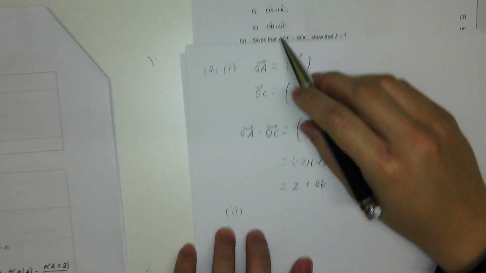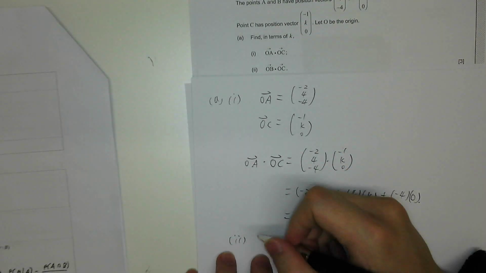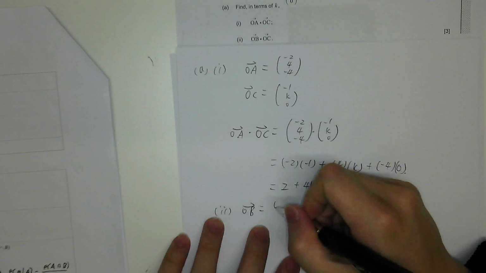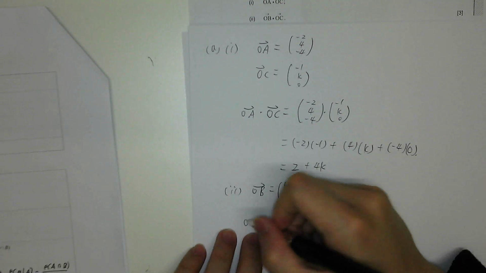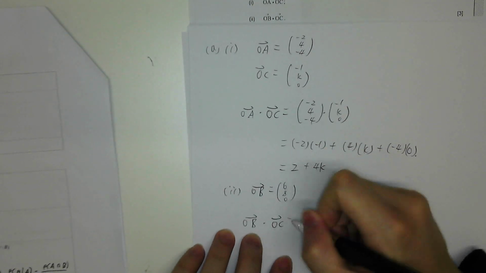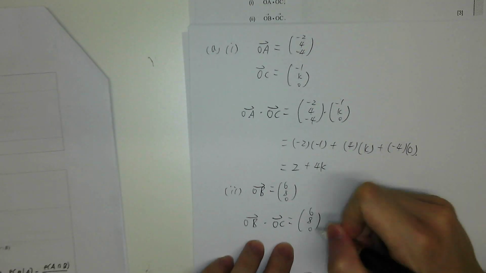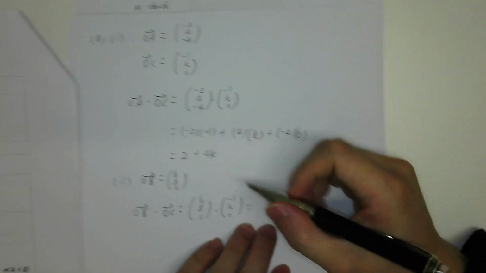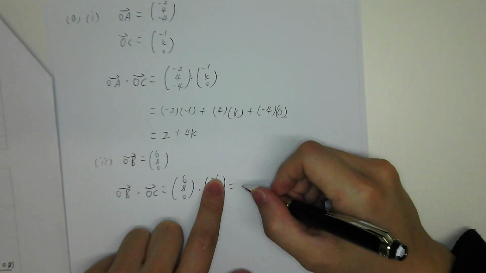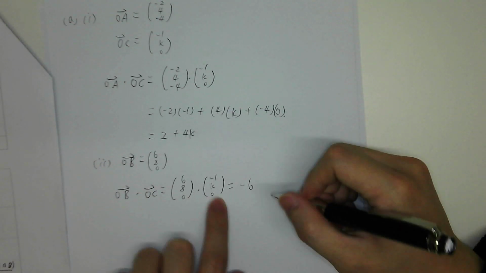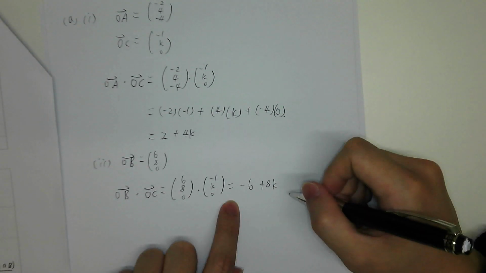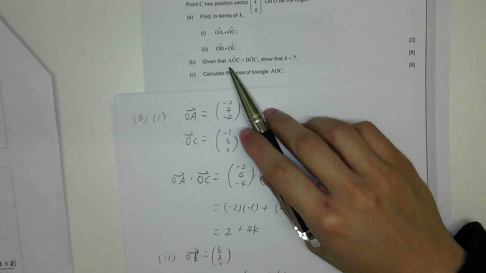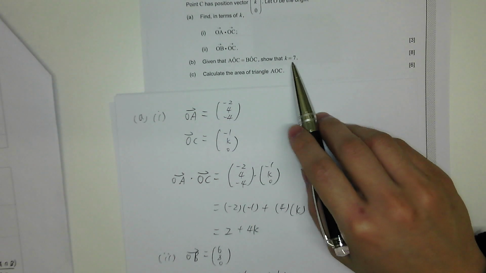Part 2, OB dot OC. So we have OC, but what's OB? OB actually is the same, 6, 8, 0. So OB dot OC equals 6, 8, 0 dot -1, k, 0. Which is 6 times -1, so it's -6, plus 8 times k is 8k, and then 0. Alright. Part B. Given that angle AOC equals angle BOC, show that k equals 7.